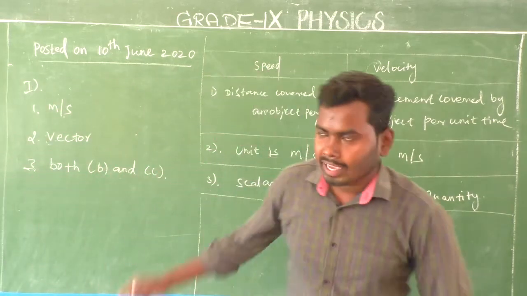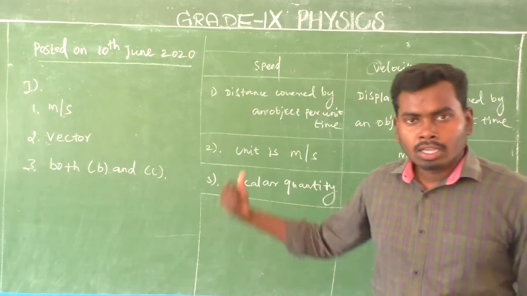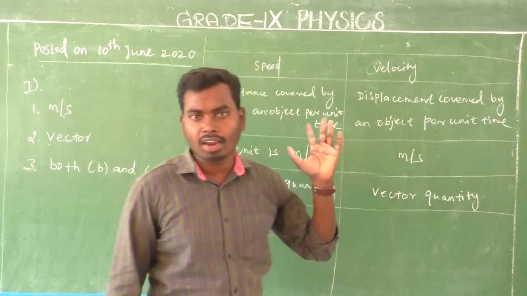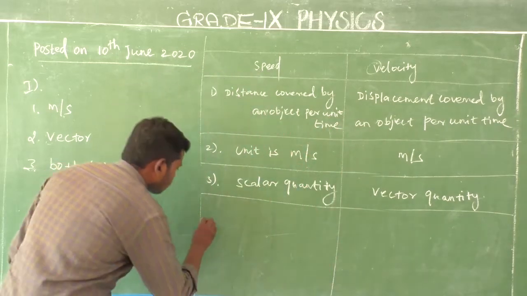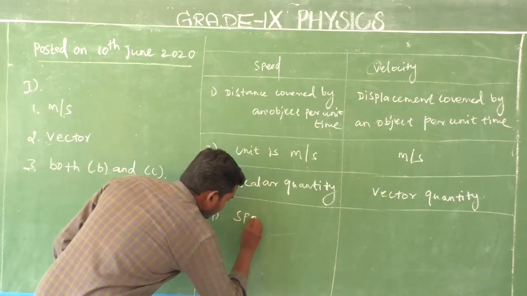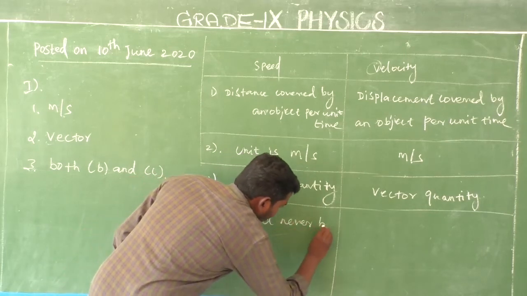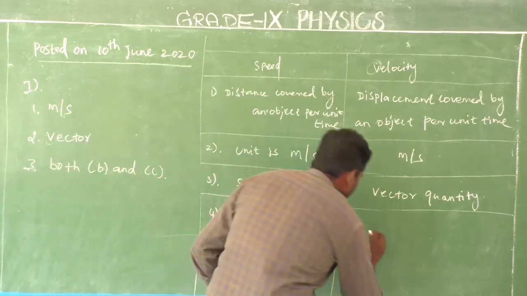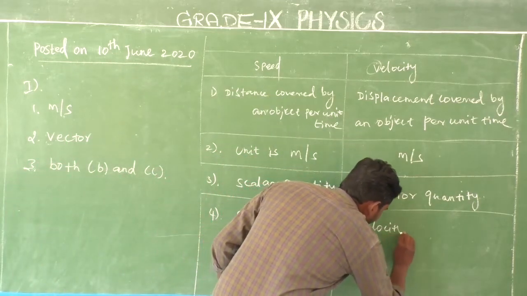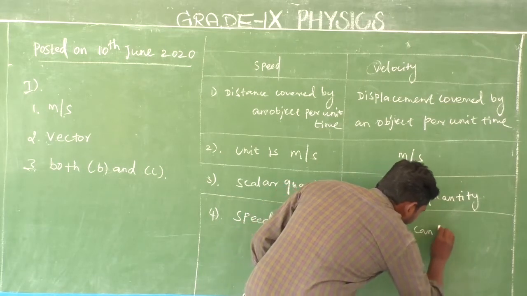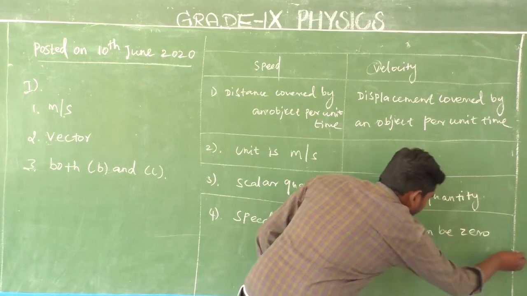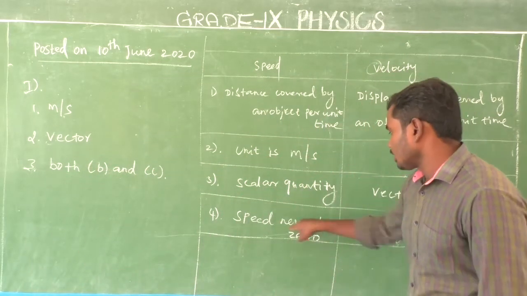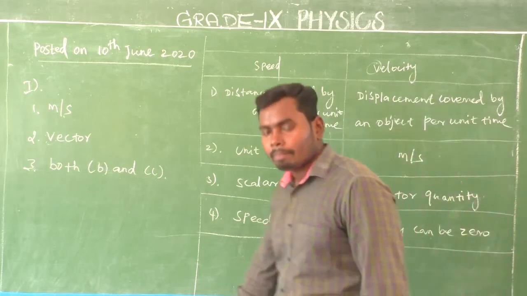Fourth point. What is it, sir? Here speed is never zero, whereas velocity can be zero. Is it clear? This is the fourth point: speed is never zero, whereas velocity can be zero under some conditions. Is it clear?